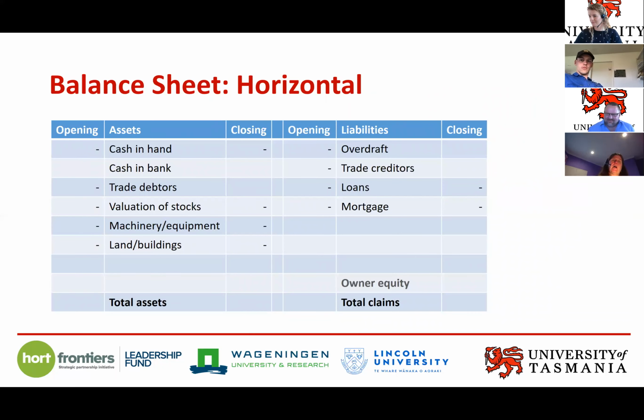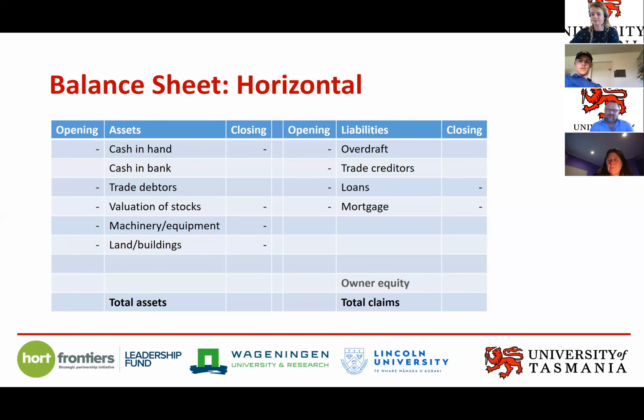You might also see a vertical balance sheet. So assets above, liabilities below, or liabilities above, assets below. What you will find with a balance sheet is that you have opening and closing. So at the start of the month of May, in our example, we have some opening assets. At the end of the month of May, we will have closing assets. And again, with the claims against the business, we will have opening liabilities and closing liabilities. And the reason it's called a balance sheet is your opening assets and opening liabilities should have the same figure, and your closing assets and closing liabilities should have the same figure.